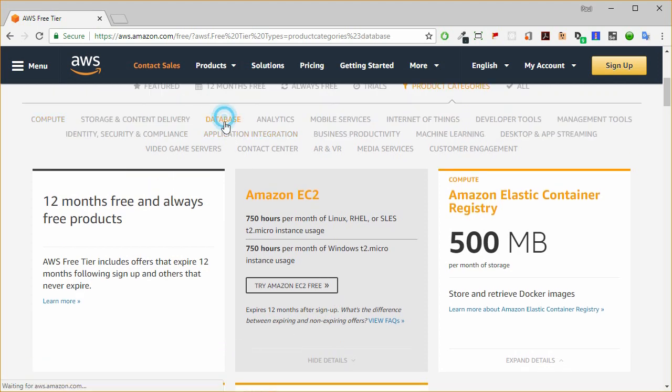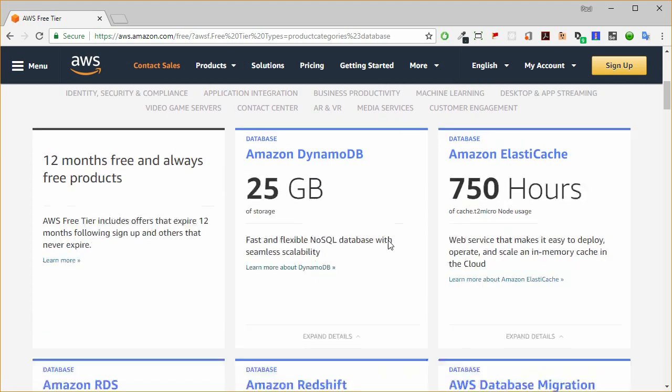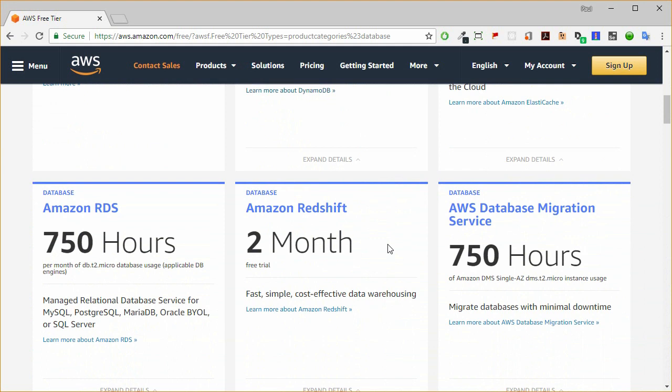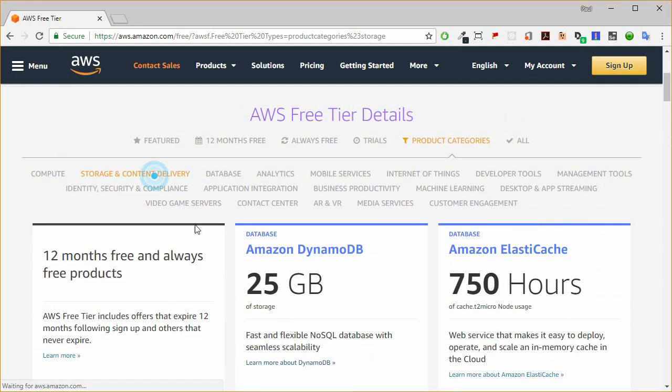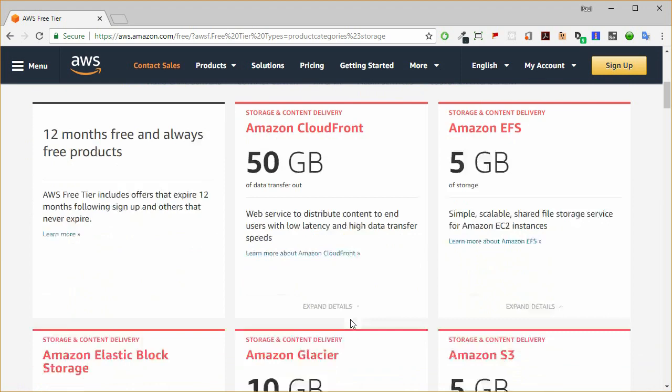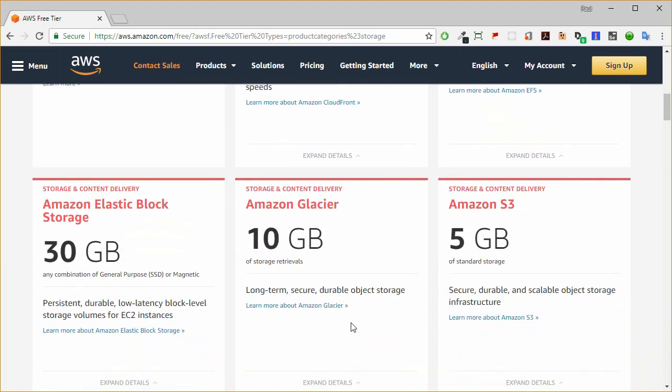And the same with our database service. So with RDS, we've used that as well. We're going to get 750 hours of that, and that is, again, only going to be for T2 micro. And with storage and content delivery, we're going to be using S3 a lot. And again, we're going to get 5 gig of standard storage under that free tier.